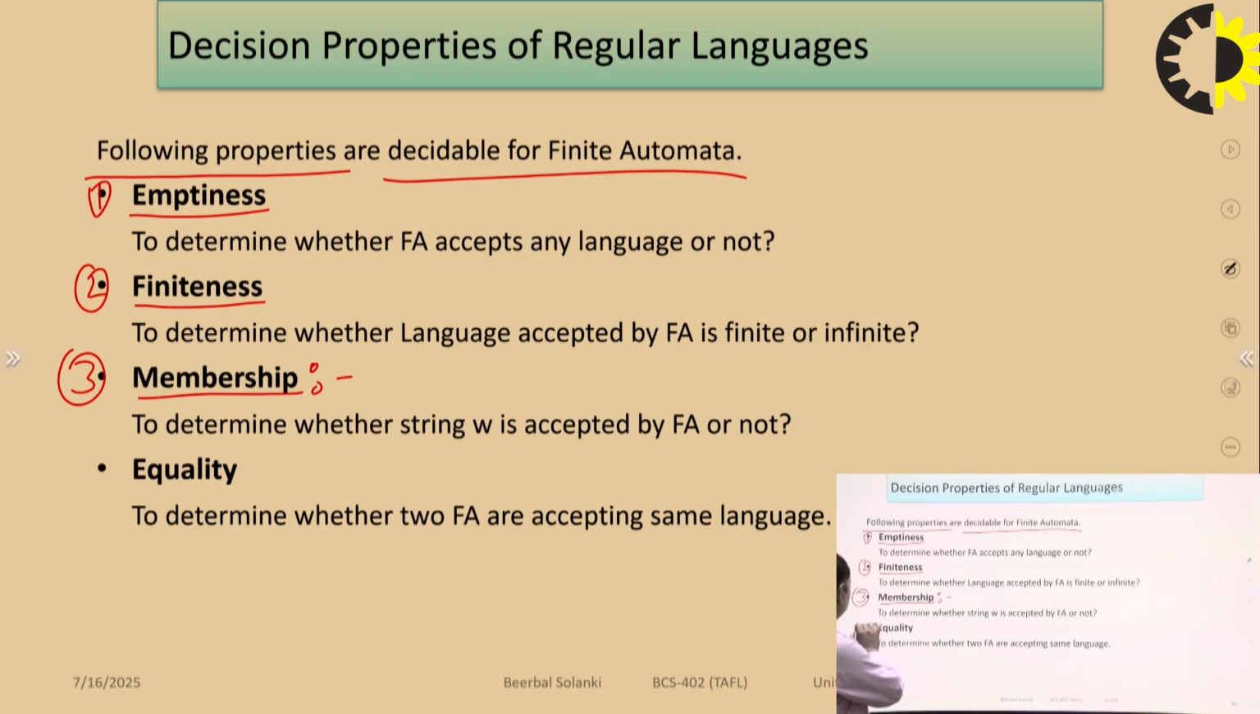Now the fourth property, that is equality. What is the meaning of equality? To determine whether two finite automata are accepting the same language. Suppose L1 and L2 are finite automata and they accept the same language, so it can be written as equal.